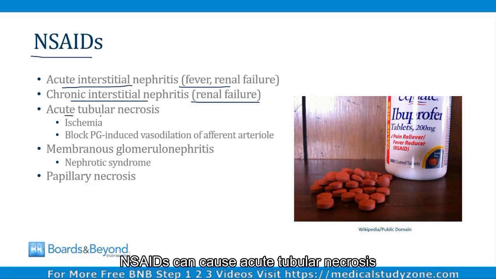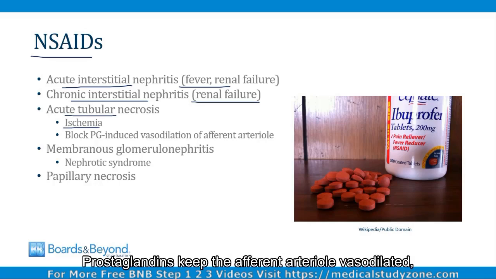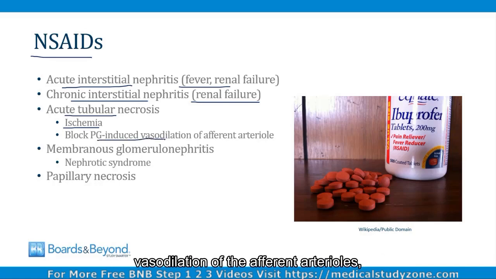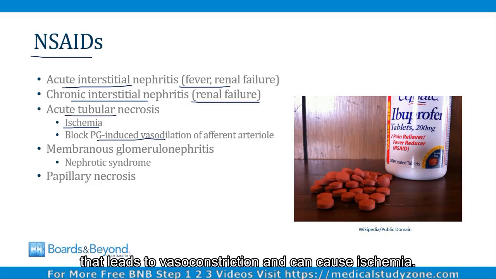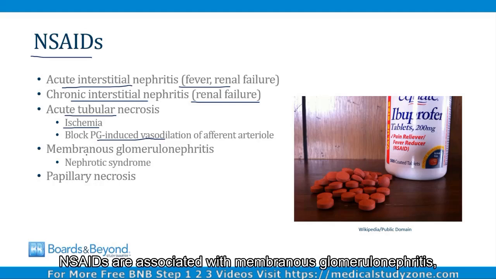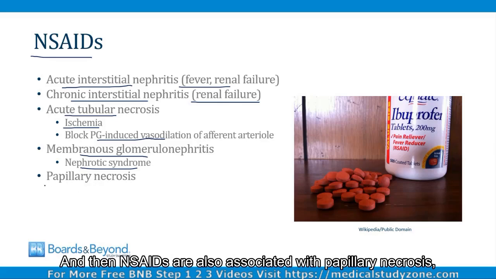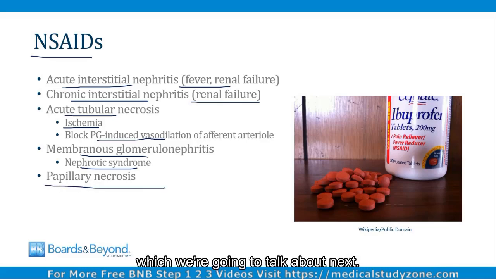NSAIDs can cause acute tubular necrosis by leading to ischemia of the kidneys. Prostaglandins keep the afferent arteriole vasodilated, so NSAIDs block that prostaglandin-induced vasodilation of the afferent arterioles. That leads to vasoconstriction and can cause ischemia. NSAIDs are associated with membranous glomerulonephritis, which is a cause of the nephrotic syndrome that I talk about in another video. And then NSAIDs are also associated with papillary necrosis, which we're going to talk about next.